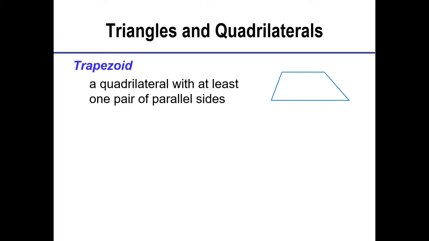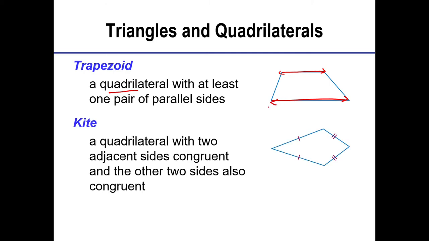A trapezoid is a quadrilateral with at least one pair of parallel sides. So these two are parallel with each other. A kite is a quadrilateral with two adjacent sides congruent and the other two sides also congruent. So the two adjacent sides here have the same length as these two adjacent sides also.